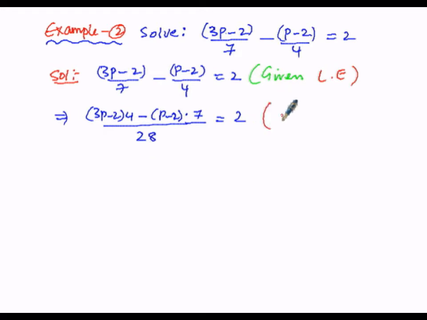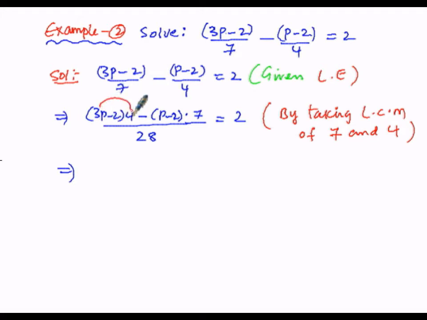So here by taking the LCM of 7 as well as 4, the next logical step will be this. We have to multiply each and every term in the first bracket by 4: 4 into 3p and 4 into 2. Here also, 7 into p once and 7 into 2, as the next.